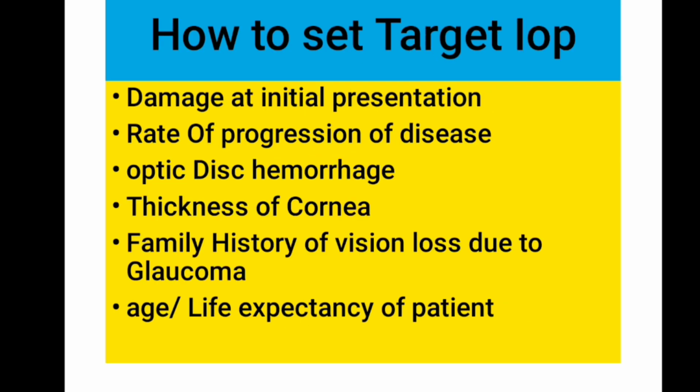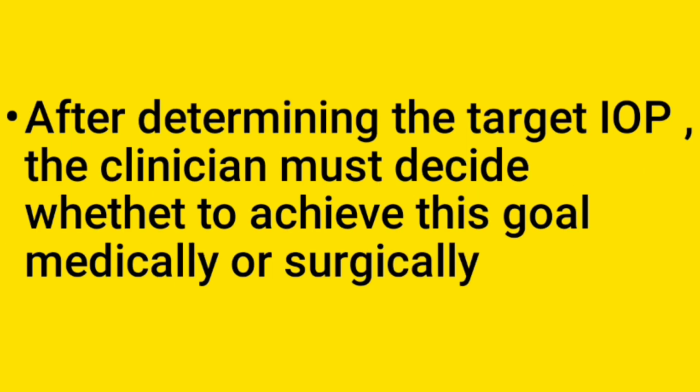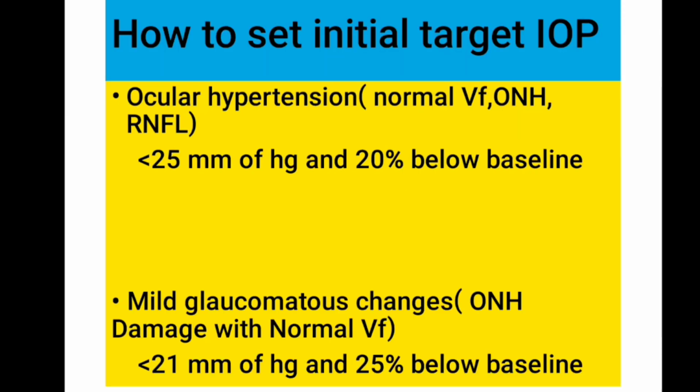How to set target IOP? That depends upon various factors, which include the damage present at the initial presentation to the optic nerve, the rate of progression of the disease, whether there are optic disc hemorrhages, the thickness of the cornea, whether there is a strong family history of glaucoma, and the age or life expectancy of the patient. One should keep all these factors in mind to fix the target intraocular pressure. Establishing a target IOP is part of the art of glaucoma management. After determining the target IOP, the clinician must decide whether to go ahead with medical or surgical management.